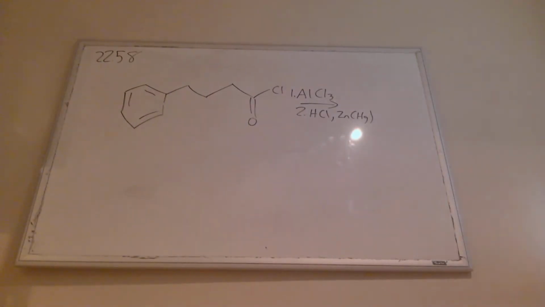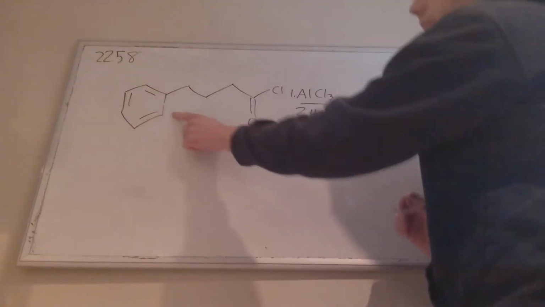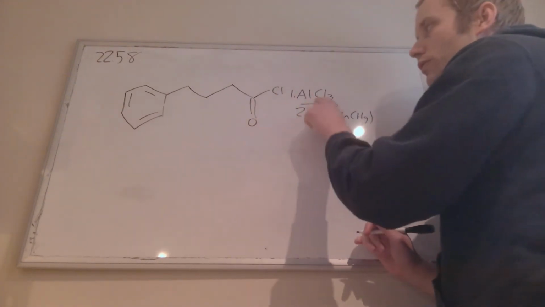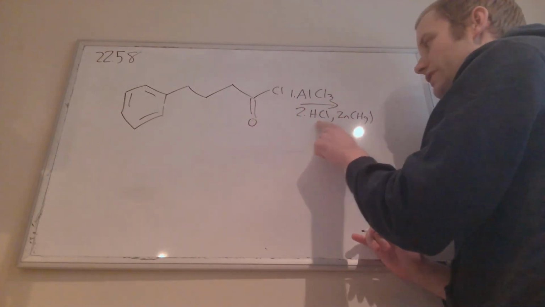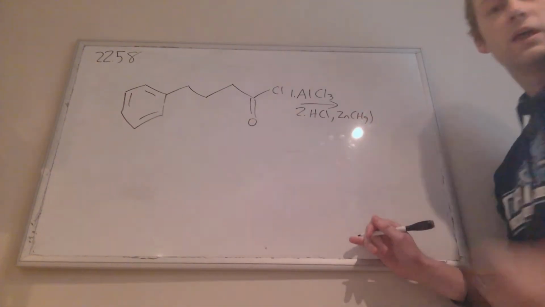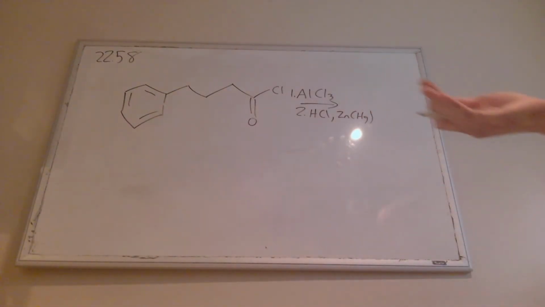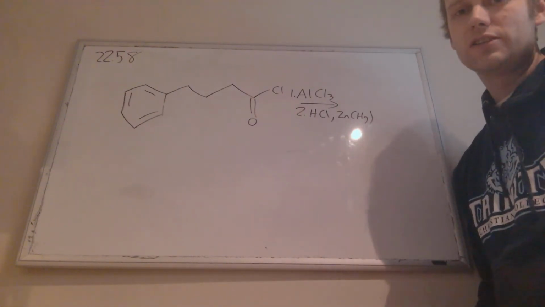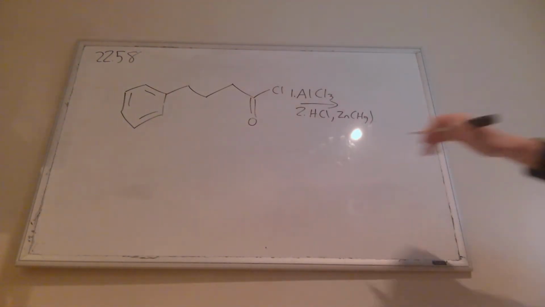We had a question on 2258. 2258 starts out with this compound and says that this is going to react with aluminum trichloride and then with HCl and a zinc mercury amalgam. And then it gives you an NMR spectrum and an IR spectrum and says, show what the product is, show a mechanism, and explain in terms of those spectrum.